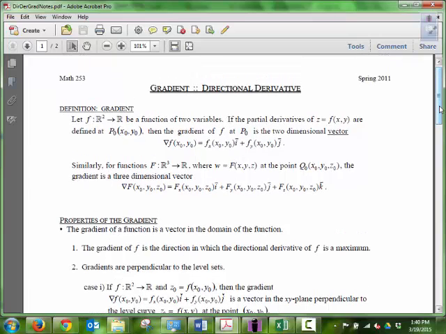I have a set of notes that I made a while ago that summarizes directional derivatives and gradients in 2 pages. And there are no examples here. There are just formulas to put these things together. So I will make this available for you to download, but I think it's worth going over. So let's take a quick look at this information.